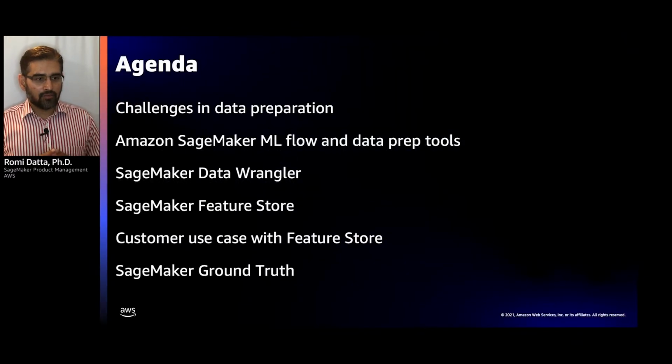This is our agenda for today. We're going to go over some challenges in data preparation and how Amazon SageMaker machine learning flow and data preparation tools help overcome them. We will deep dive into a few of these tools: SageMaker Data Wrangler, SageMaker Feature Store, and SageMaker Ground Truth. And we'll hear about a customer use case with SageMaker Feature Store with Fidelity.